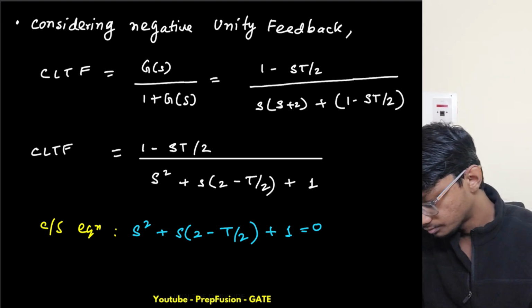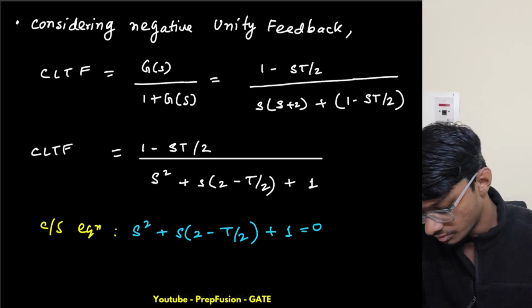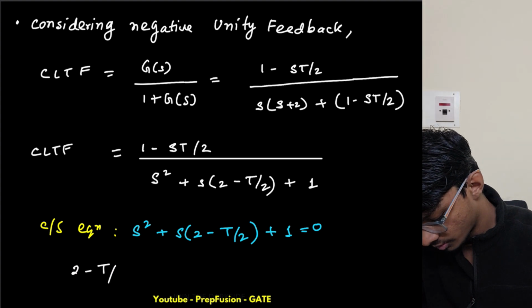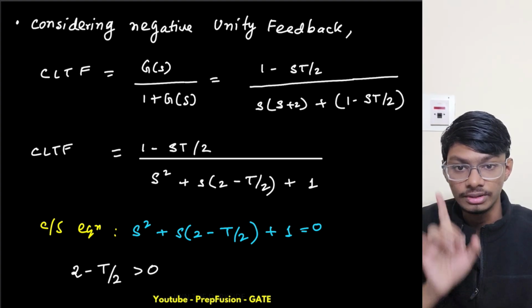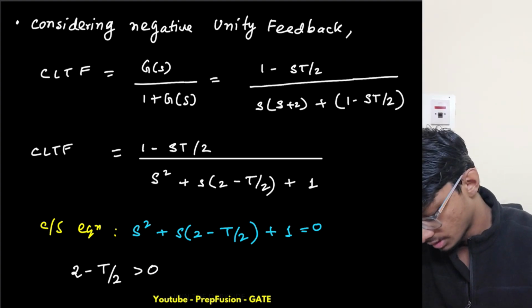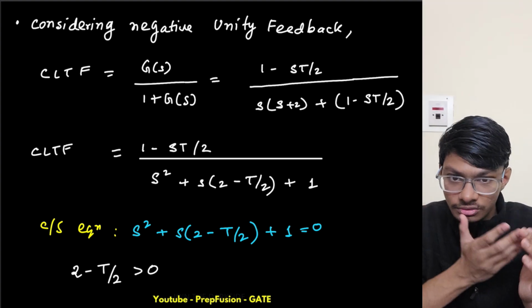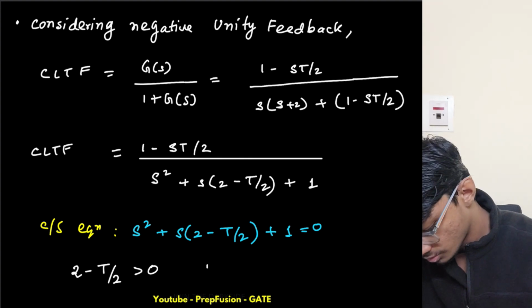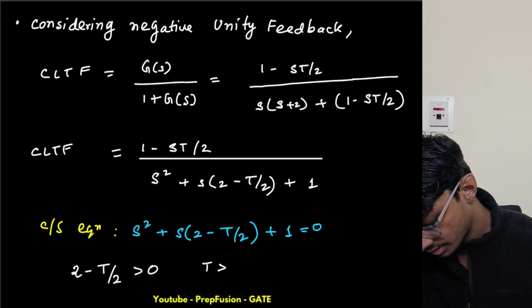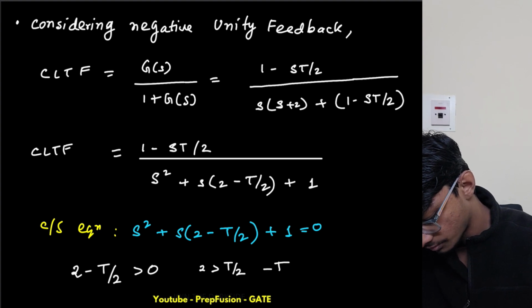So that's what we will do. I will equate 2 minus T by 2 greater than 0. It can't even be equal to 0. If it is equal to 0, what will happen? Then the system will be marginally stable. Since this is a second order polynomial, you can compute the Routh table and you will get the same exact condition. So T goes on that side, 2 remains on this side, and T should be less than 4.